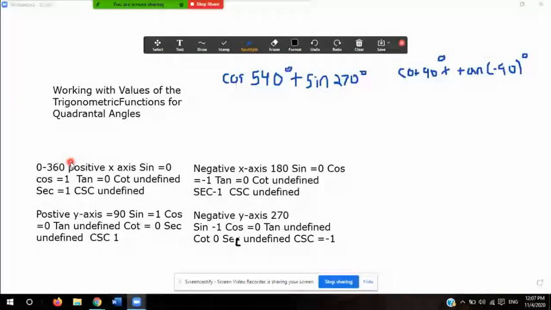Now, there is a table that helps you define the values of the trigonometric functions. This table is located in your textbook, I believe on page 83. The table says that for the angles 0 or 360, on the positive x-axis, the sine equals 0, the cosine equals 1, the tangent is 0, the cotangent is undefined, the secant is 1, and the cosecant is undefined.